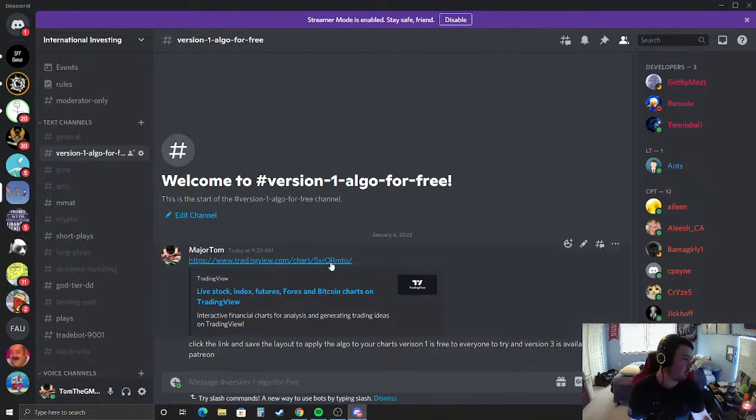You click this link, you can hit copy it, and then you can save the layout, and then once the layout is saved, it applies to your account, no matter if you're on your phone, at work, or on desktop, and then whatever ticker you put in, the algo will pop up. Alright, that's just version 1.